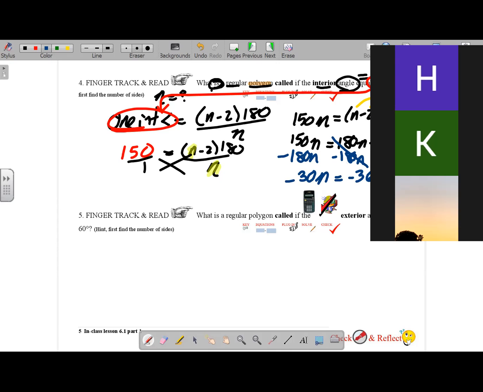I'm going to leave you guys to solve for n. And as far as what it's called, you can just Google it. Name of this many-sided shape. You can Google it. Name of this many-sided shape.